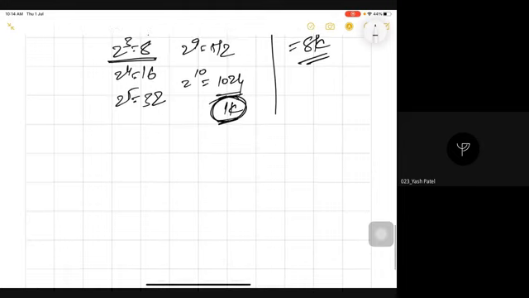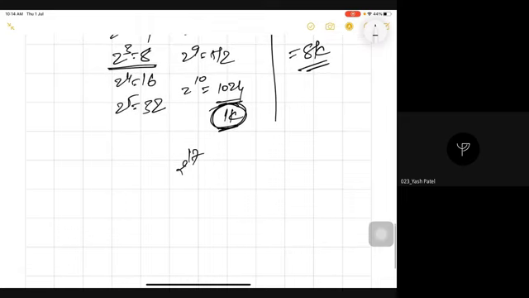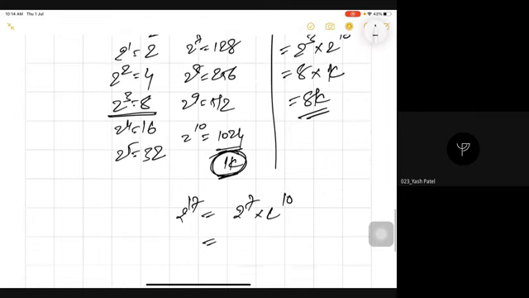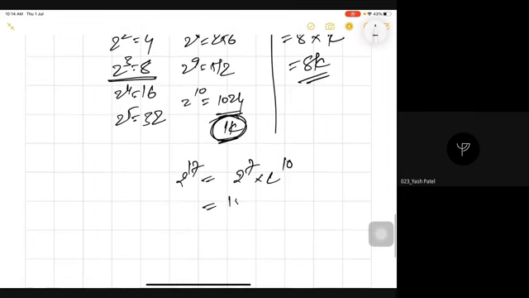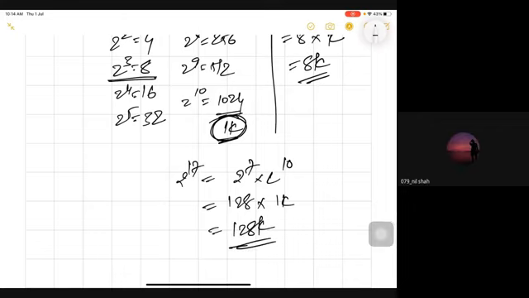2 raised to 17 is equal to 2 raised to 7 into 2 raised to 10. 2 raised to 7 is what? 128 into 1K is equal to 128K. Get it?